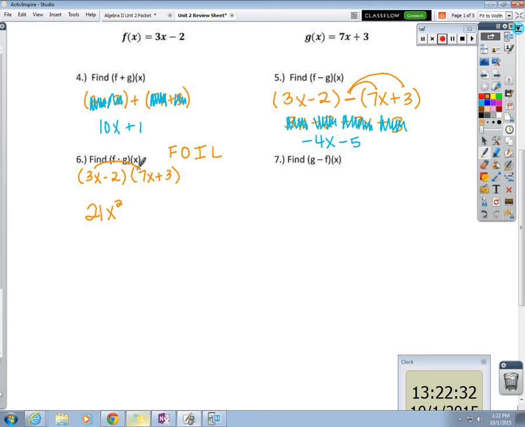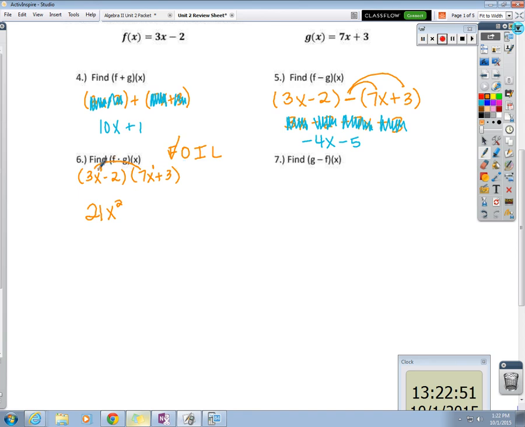Right. The 3 times the 7 makes 21. X to the first times x to the first makes x squared, because that 1 plus 1 adds up to 2. Okay, so now we've done the F in FOIL. Now we move to the O. What does the O stand for? Outer. 3x and 3 are the most outside terms of the problem.